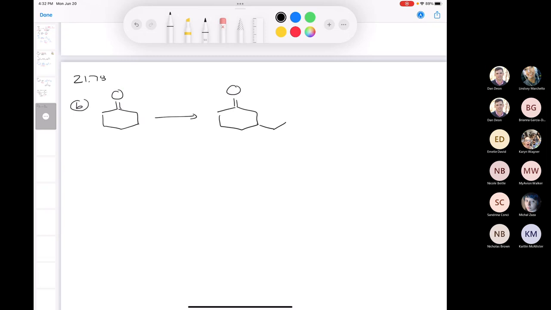Well, this is going to be another Michael addition. So how do we do a Michael addition? In order to do the Michael addition, we have to have the alpha-beta unsaturated ketone. That means we need to have this compound. And if we have the alpha-beta unsaturated ketone, then all we have to do is treat that with a cuprate. In this case, it would just be the ethyl cuprate, followed by treatment with aqueous acid, of course.